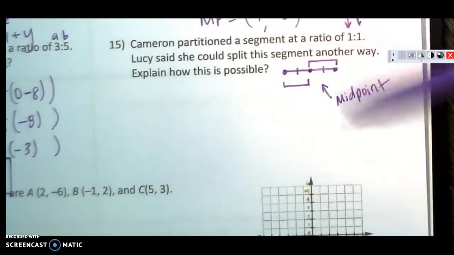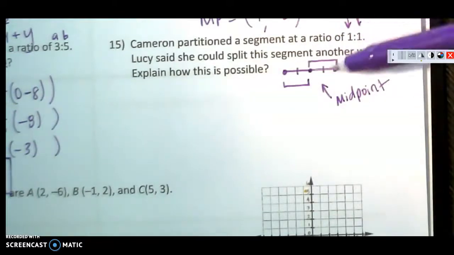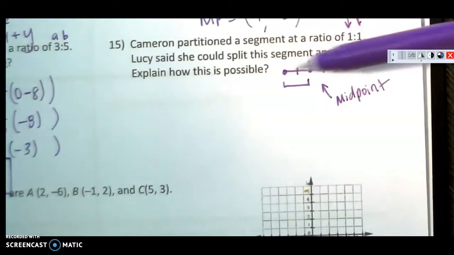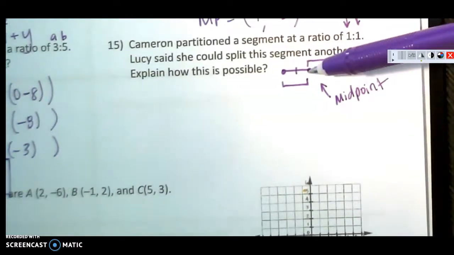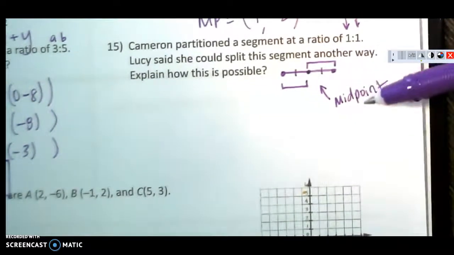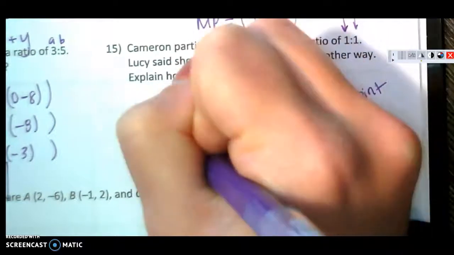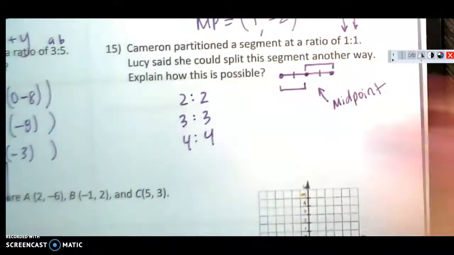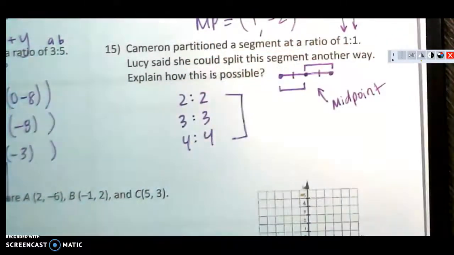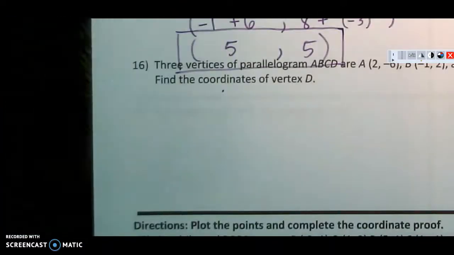Okay, this is what Lucy is seeing. Lucy's saying, okay, if it's 1 part to 1 part, that means that these are equal parts on either side. Therefore, this point is just the midpoint. Okay, we could also use this argument for 2 parts to 2 parts, 3 parts to 3 parts, 4 parts to 4 parts. Essentially, all of these would just be asking for us to find the midpoint. Okay?